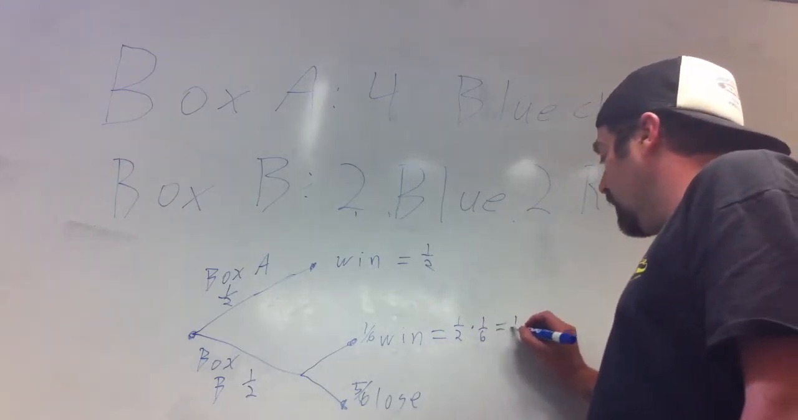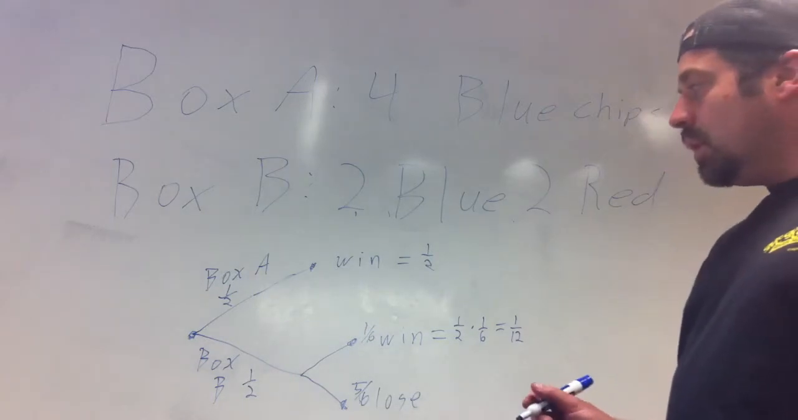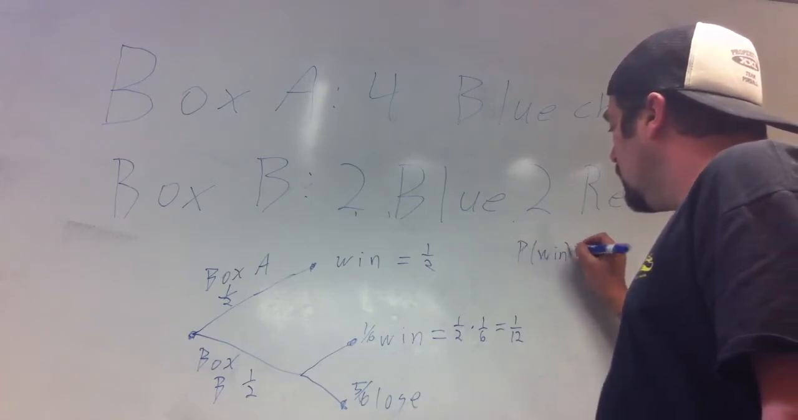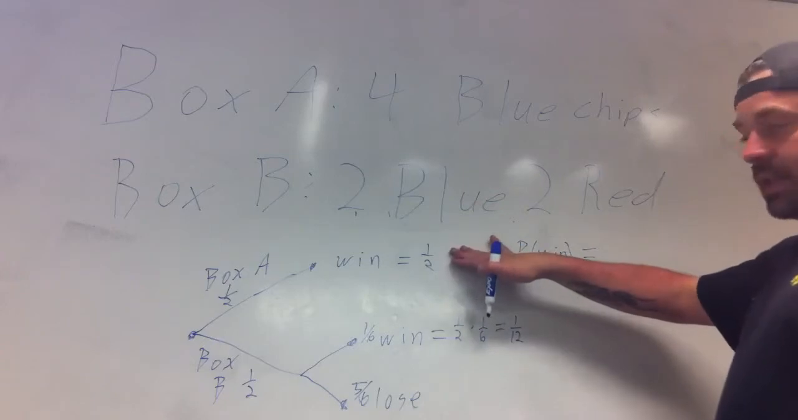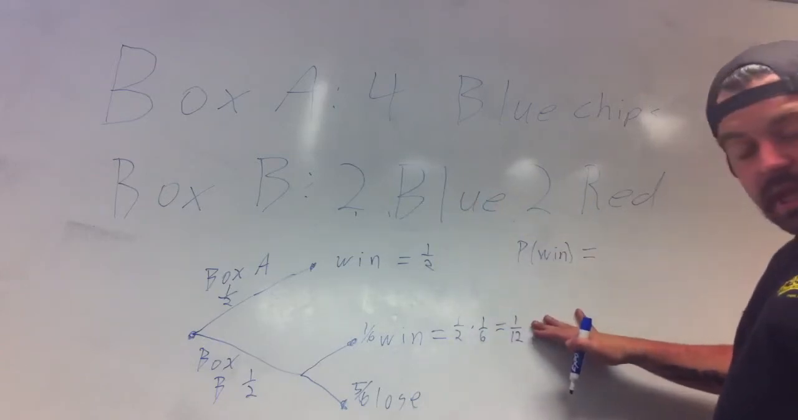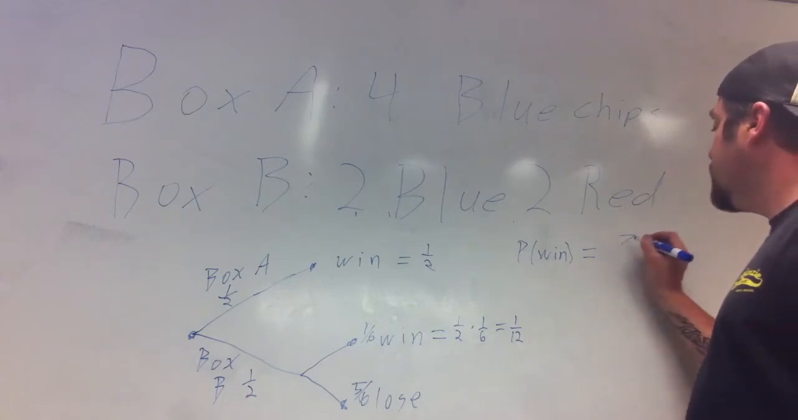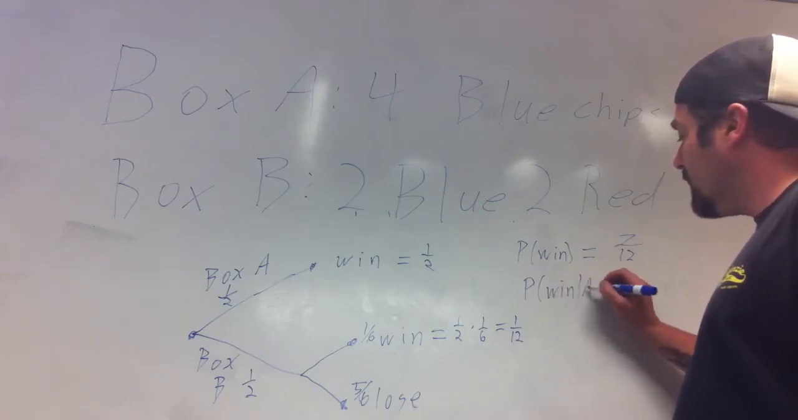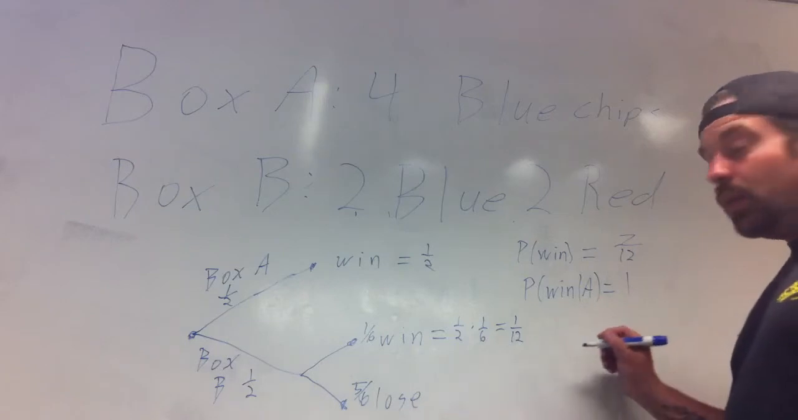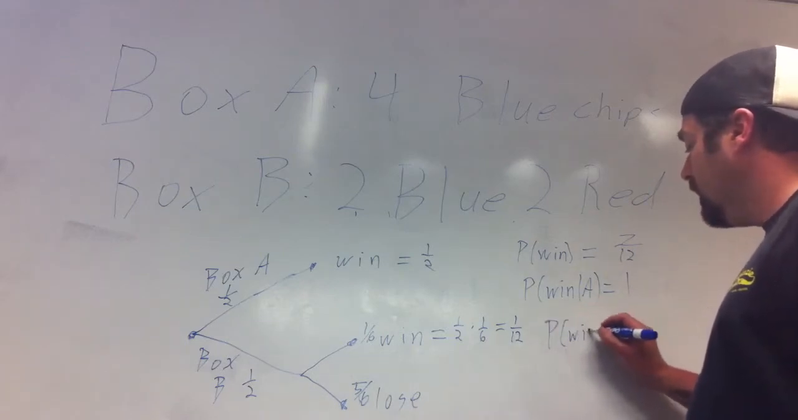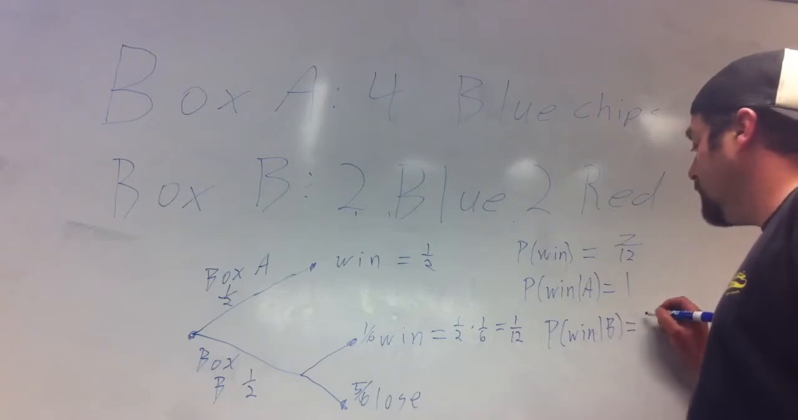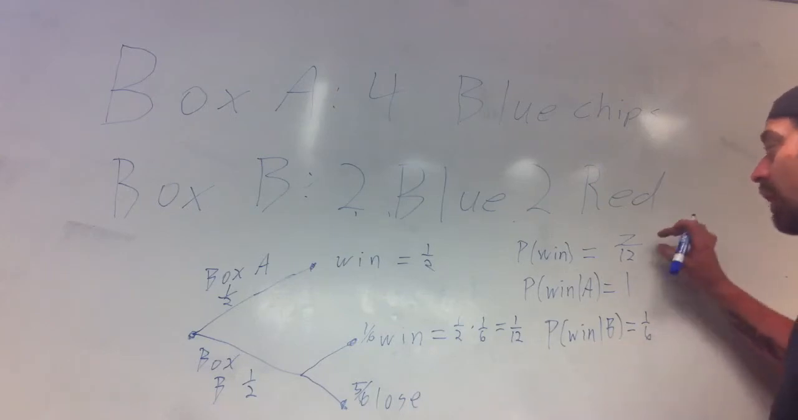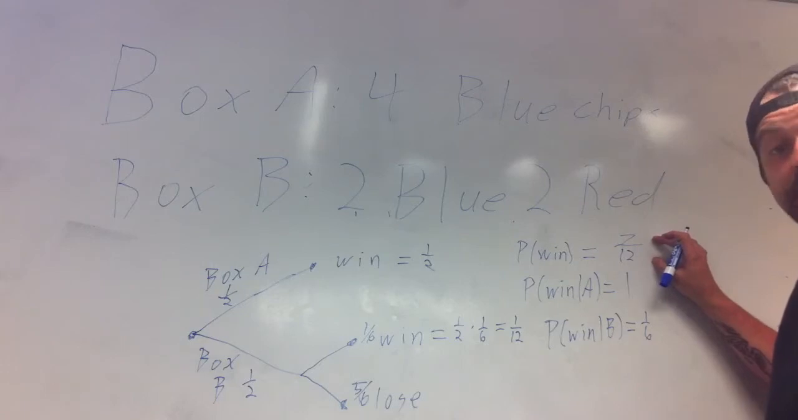And that's actually 1/12. So the total probability of winning this game overall, the probability of a win, is equal to the half the time you pick box A plus the 12th of the time you pick box B and win, so that's 7/12. But remember, the probability that you win given box A is equal to 1, because that always happens, and the probability that you win given box B is equal to 1/6. Once you know you've got box B, you're going to have a tough time winning this game. Overall, if you don't know anything about the boxes, you're going to win more than half the time.